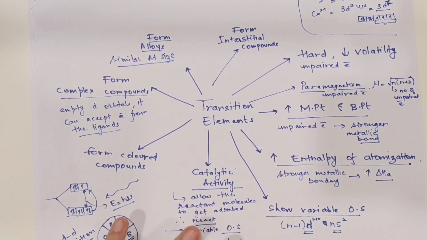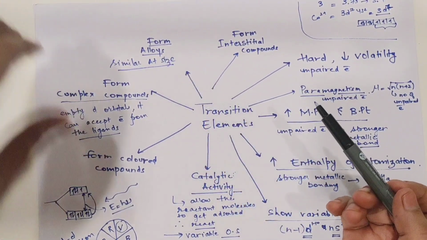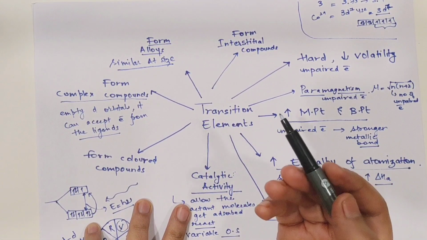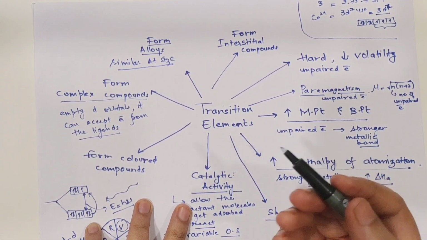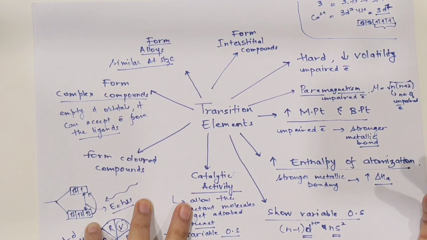Now here, the questions that can be asked are why they form alloys, and sometimes the questions are asked as in which of the following is an alloy. So nichrome is an alloy of nickel and chromium, as the name suggests. Then you have steel, stainless steels. They are alloys of iron. And then there is bronze and brass.